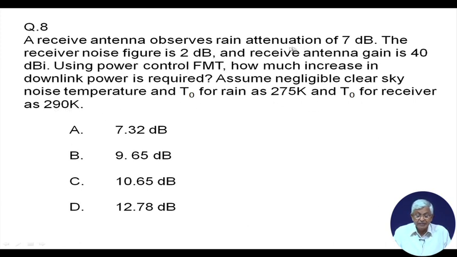So, what is given is the rain attenuation and the noise figure of the receiver. The receive antenna gain is given, and we need to find how much increase in the downlink power is required because the rain is attenuating. Let us see. There are 4 options given, A, B, C, D, with different numbers; let us see which is the nearest number we get.